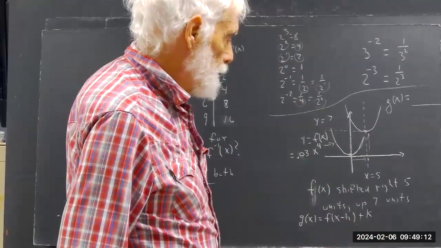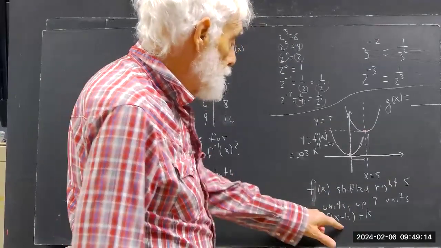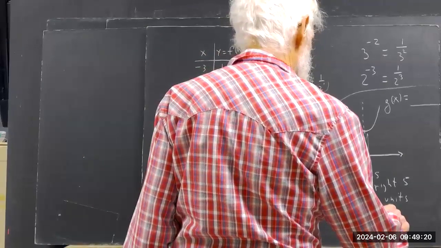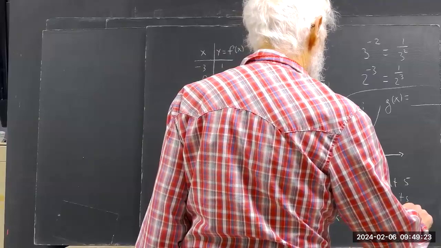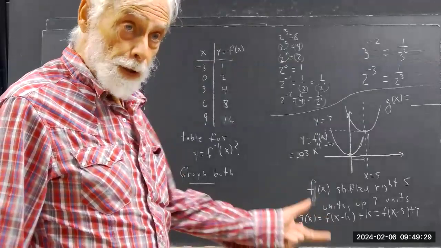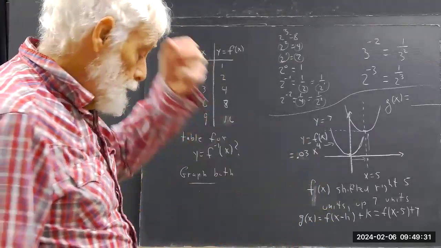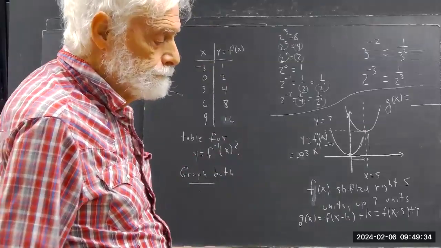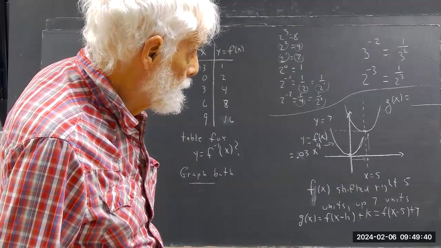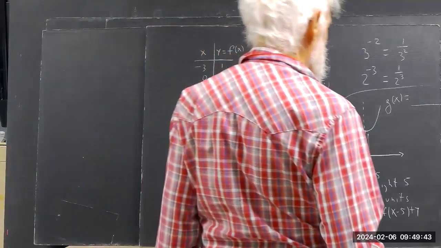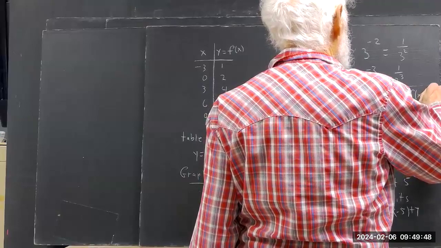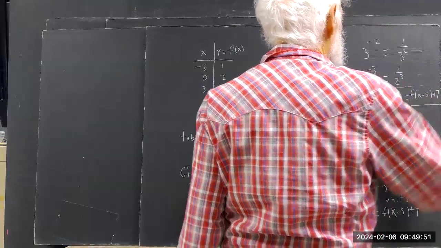g of x is f of x minus h plus k, where h is your horizontal shift and k is your vertical shift. That's f of x minus 5 plus 7. Those are basic rules for transformations, which was the assignment, I think, due almost a week ago. So anyhow, g of x is f of x minus 5 plus 7.